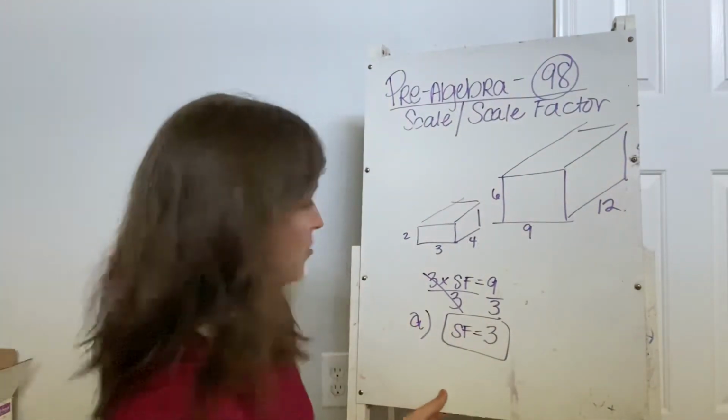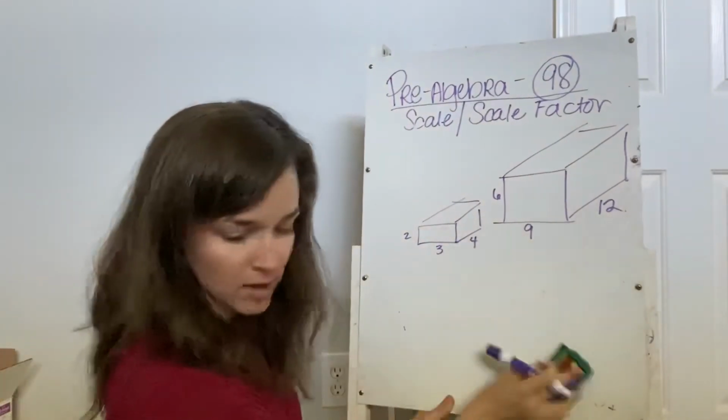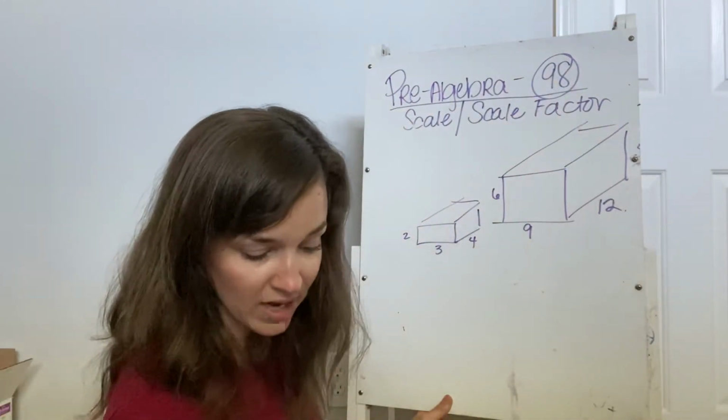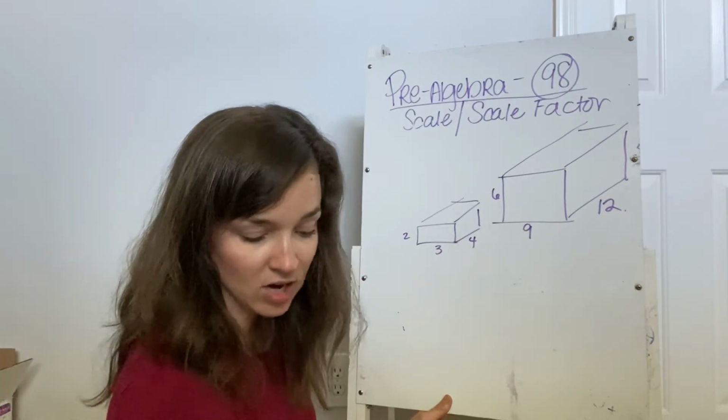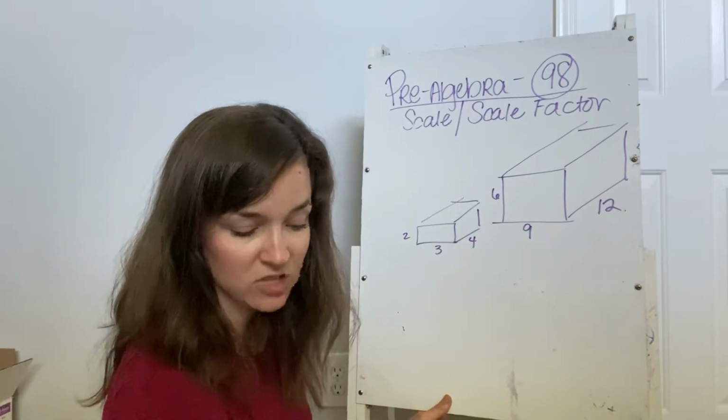Okay, now to keep going, I'm going to have to erase that though. Part B says the area of any face of the larger prism is how many times the area of the corresponding face of the smaller prism.